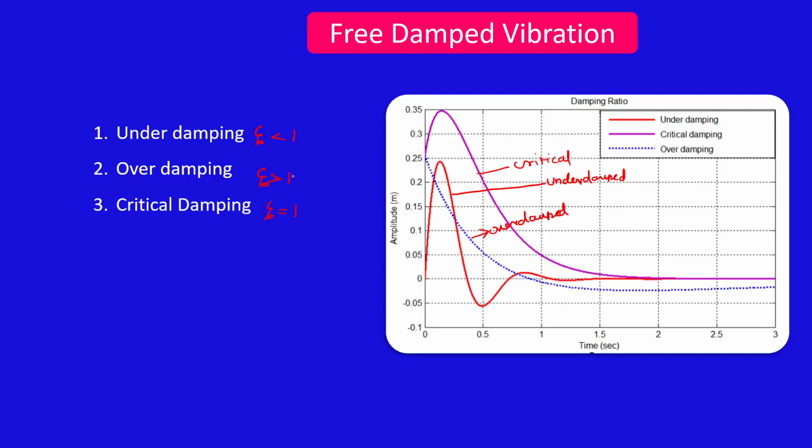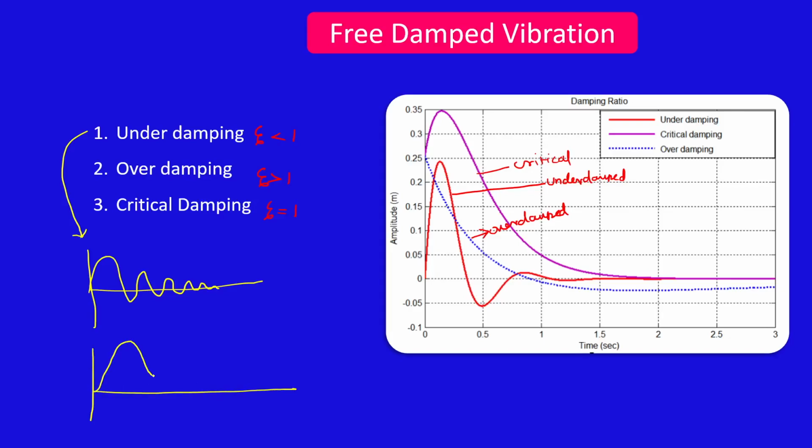As I said in the previous slide, eta plays a major role in finding the behavior of free damped vibration: under damping, over damping, critical damping. Under damping means over a period of time, the vibration will decrease. This is under damping, case 1. Over damping: the word itself has a meaning. It will behave like this. There is a gap. It will never reach the equilibrium position. This is over damping.